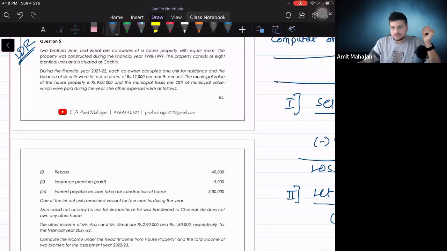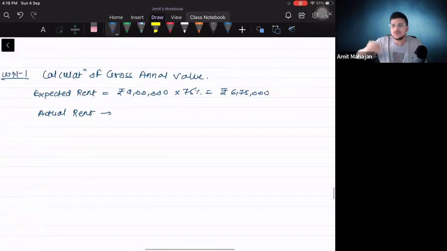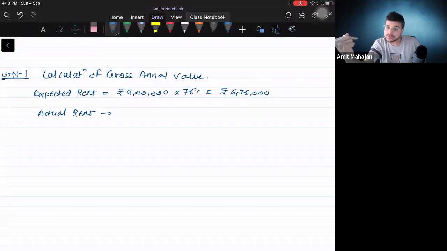I'll give you one hint. If you are trying to apply situation 2 here, do not do this independently for 1 unit, because you have to consider the let out property as a whole. Consider it as one property, and then compare the expected rent and actual rent. You first compute the actual rent, get the figure, and then compare that figure with 6,75,000. We should not compare for a single unit.